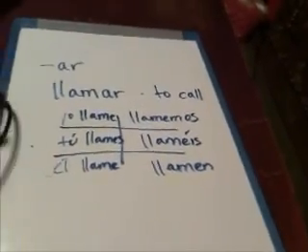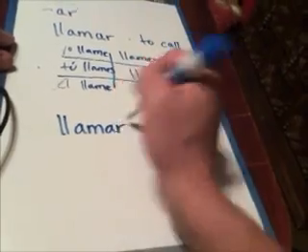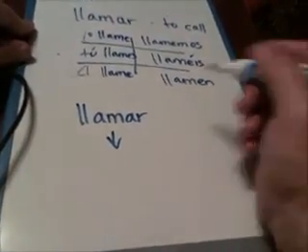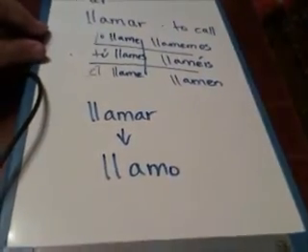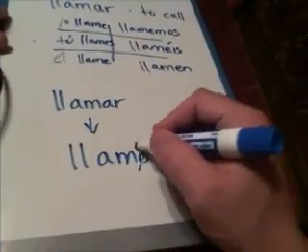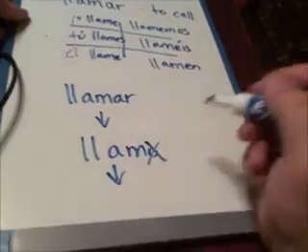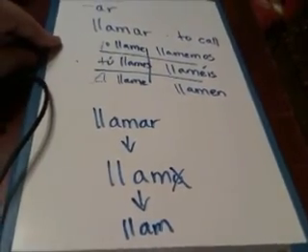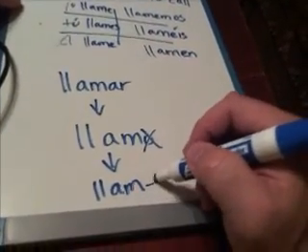Now, how did I get that? Okay, well, let's break it down. Let's take llamar. What's the first step? First person singular present tense, yo form. Llamo, yo llamo, verdad? We're going to knock out that O. That's the second step. Then we're going to replace it with the opposite vowel. And if you recall, the opposite vowel for AR is going to be what? An E.